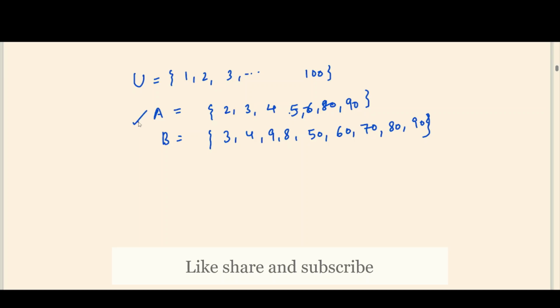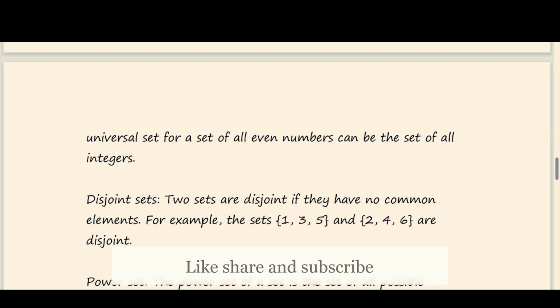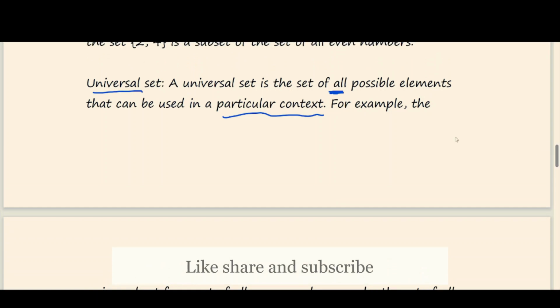So we can see that A is also containing elements which are present in the universal set. B is also containing elements from the universal set. So all these sets, whatever we will talk about here in this context, will be subsets of the universal set. That is the meaning of universal set. It will contain all the possible elements which we are talking about in the particular context. And the universal set is a set of all possible elements that can be used in a particular context.